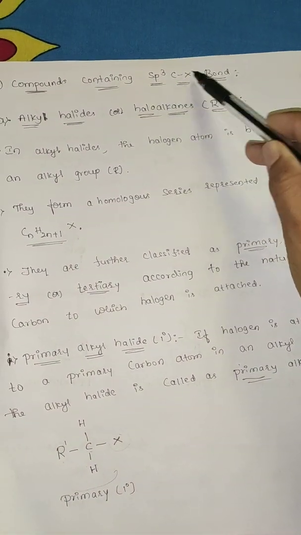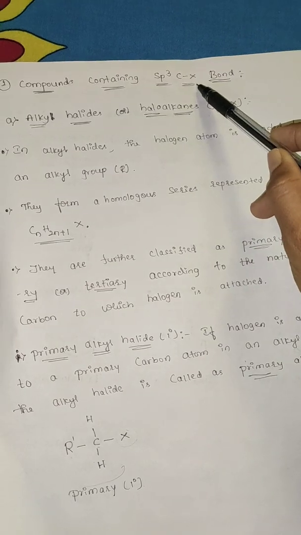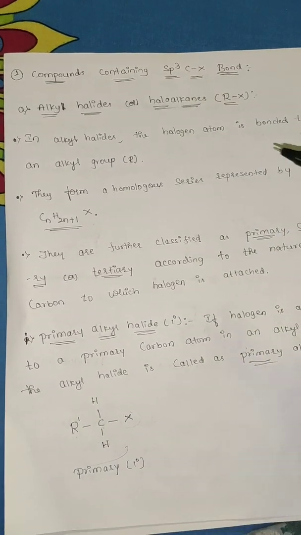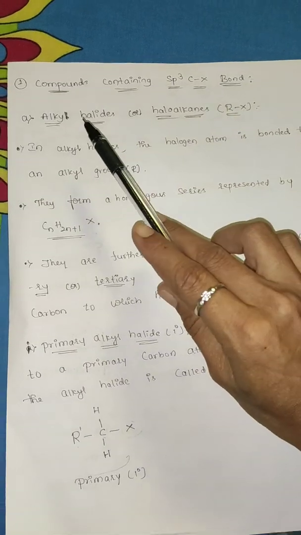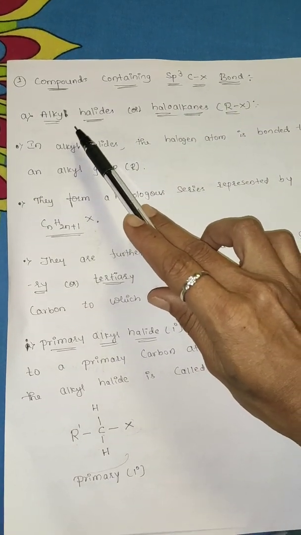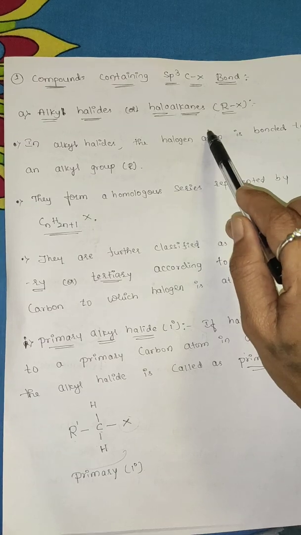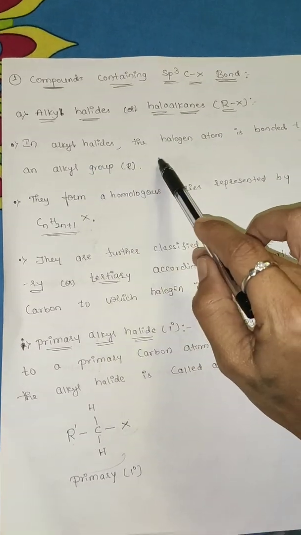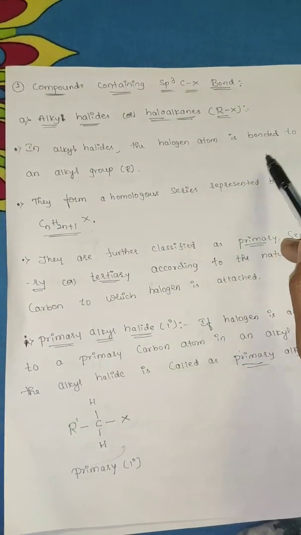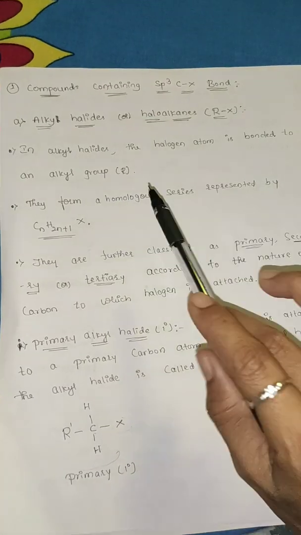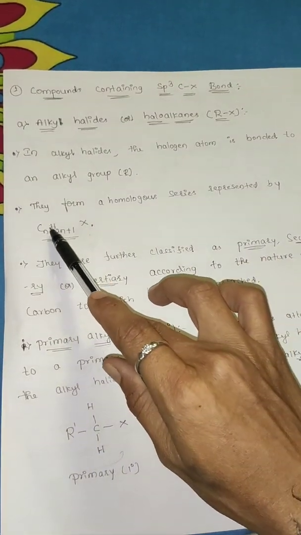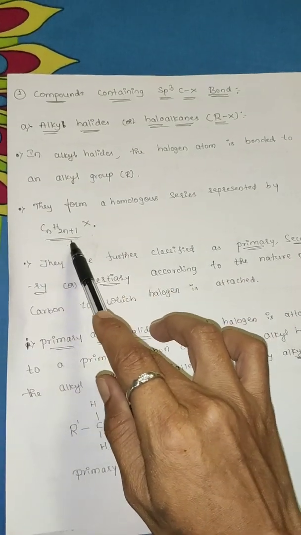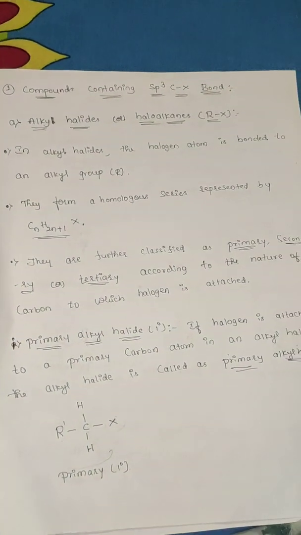One is the sp3 C-X bond, meaning sp3 hybridization wise, and another one is sp2. The first one we should know about is the sp3 C-X bond. In that first one, alkyl halides or haloalkanes. Alkyl halides are nothing but compounds where one halogen atom is bonded to an alkyl group. Such compounds are called alkyl halides. They have the molecular formula CnH2n+1X.